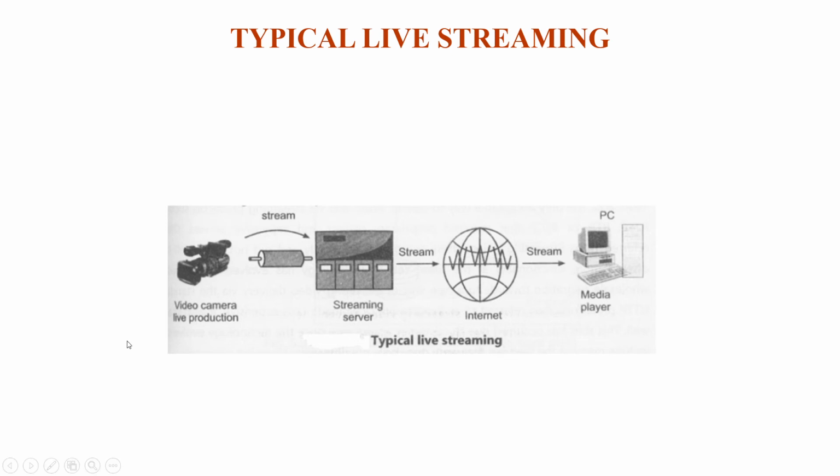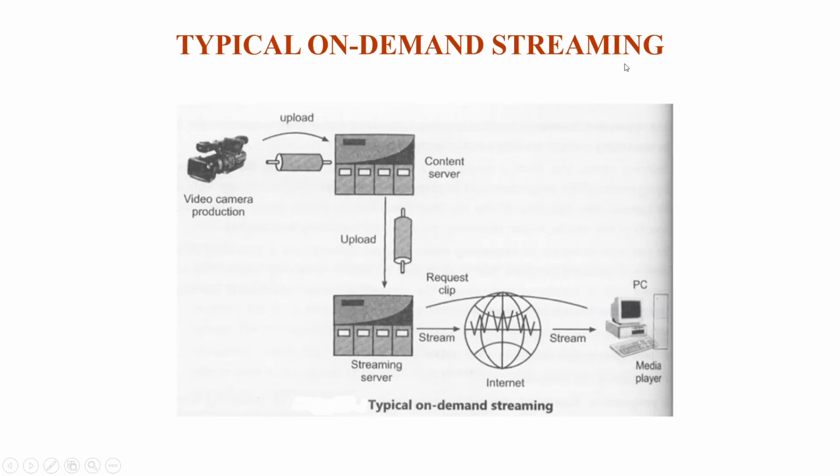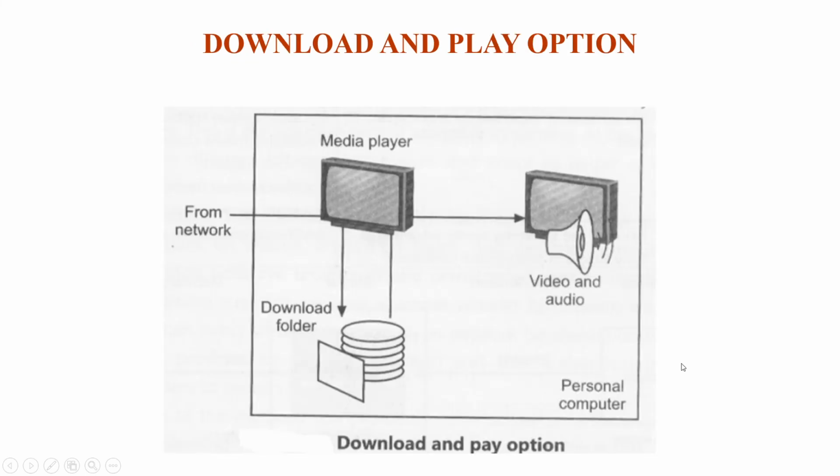You have a video camera with a live production; this will be the stream, this will be the streaming server, and that stream will be given to the internet and you can watch it live there. So this is typical live streaming. In typical on-demand streaming, you are just requesting the content. The request clip goes to the server, then that will be uploaded and that will only be given to your system. So this is on-demand streaming.